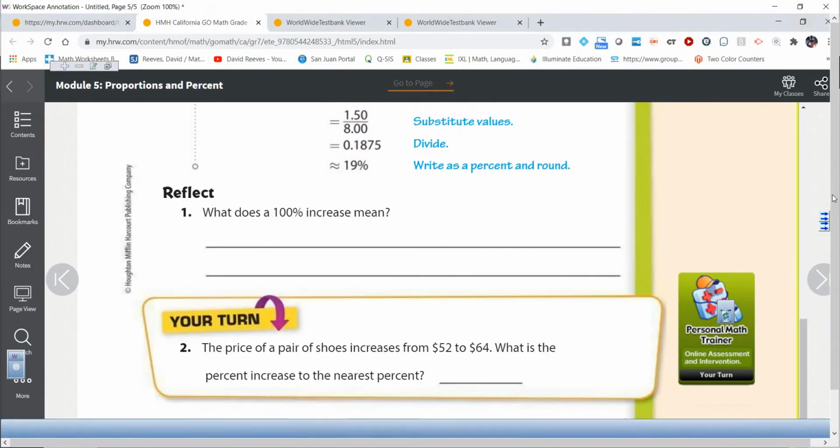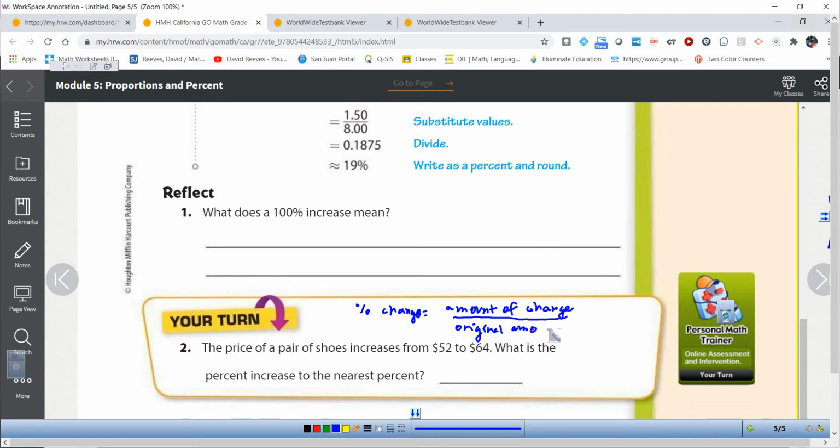Okay, let's take a look here. So I'm going to write this down again. The percent of change equals the amount of change over the original amount, okay? The amount of change over the original amount.